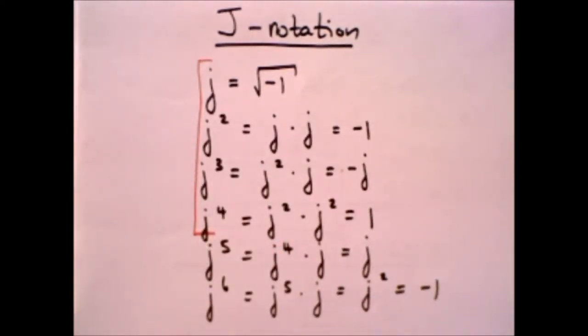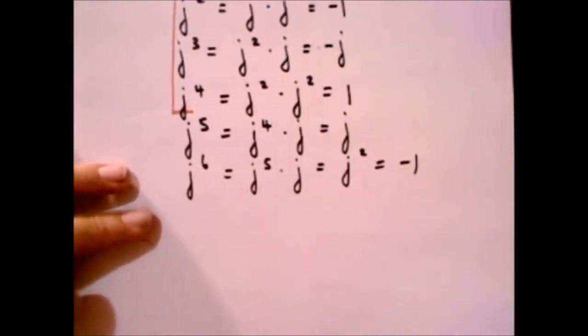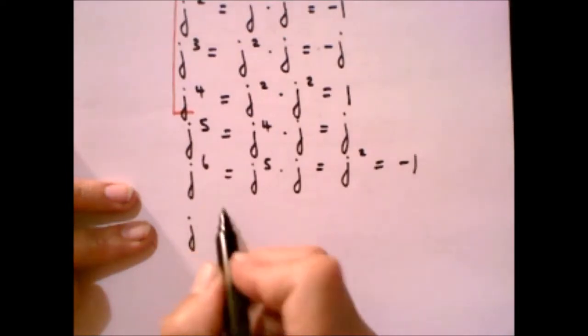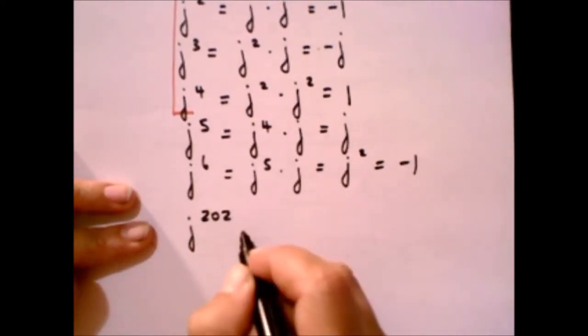What this means is that no matter what the power of j, greater than or equal to 2, you can simplify that expression to be either j, minus 1, minus j, or plus 1. To show you what I mean, let's look at an example. Let's look at j to the power 202 for argument's sake.